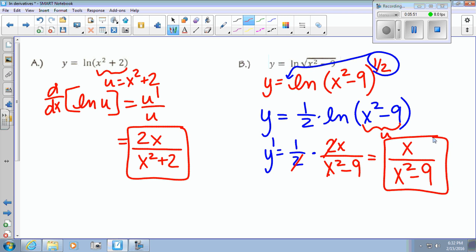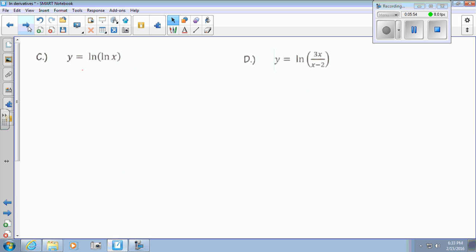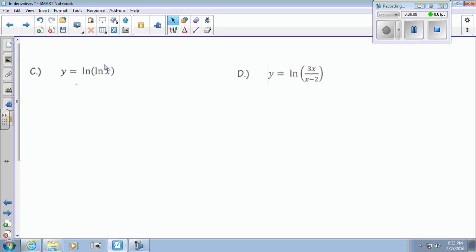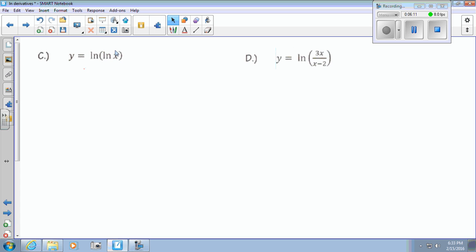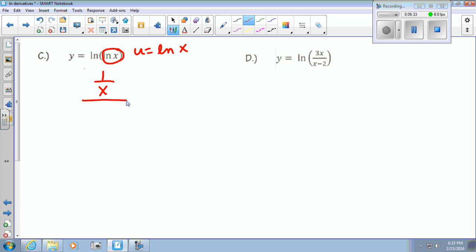Okay. Now, let's look at a couple other functions. Okay. So in part C, you've got the ln of the ln of x. You still want to think about this. What is my u? I'm taking the derivative of an ln, and this inside function is the ln of x. Okay, so I'm going to let this be my u. Okay, so the derivative of the outside, the ln part, is u prime over u. Okay, well, u prime, the derivative of ln x, is 1 over x. And then I put that over my original function, which was ln of x.